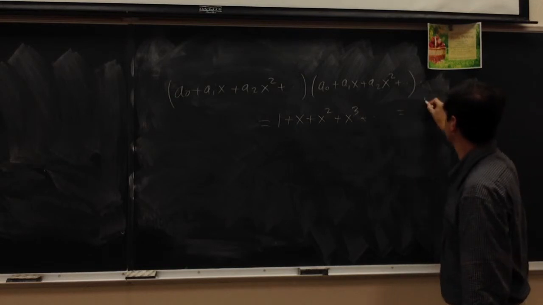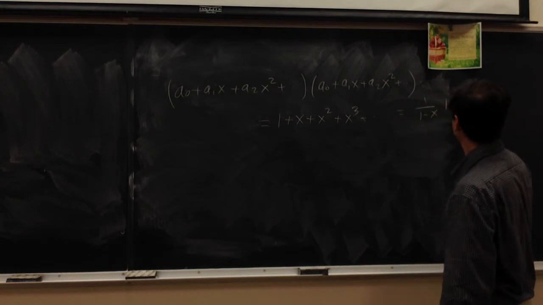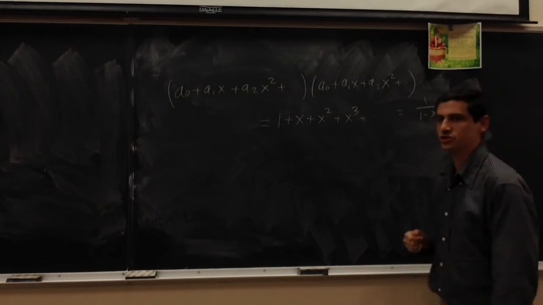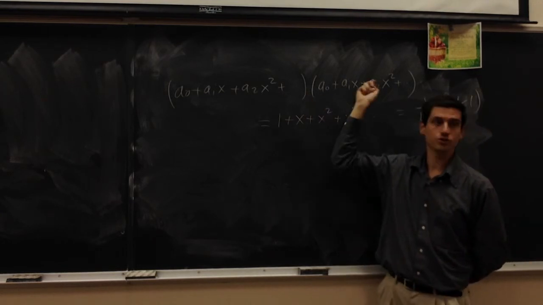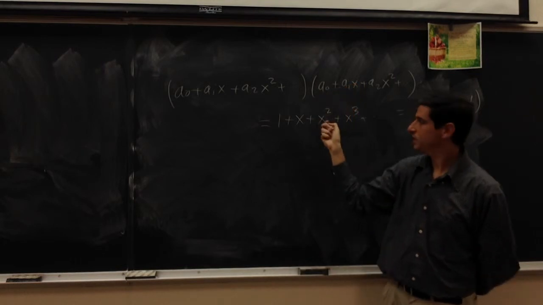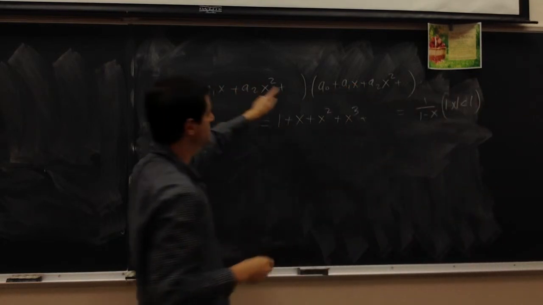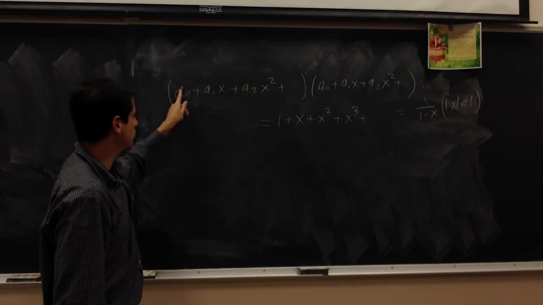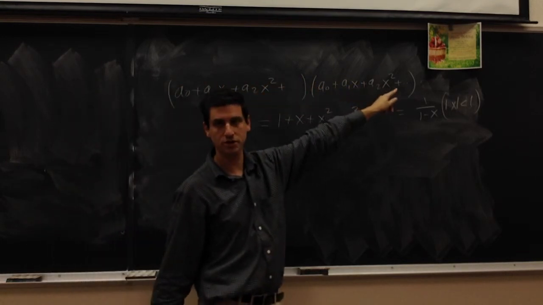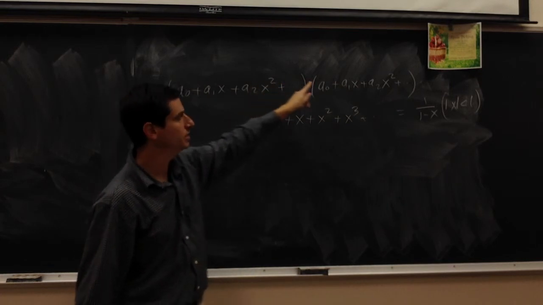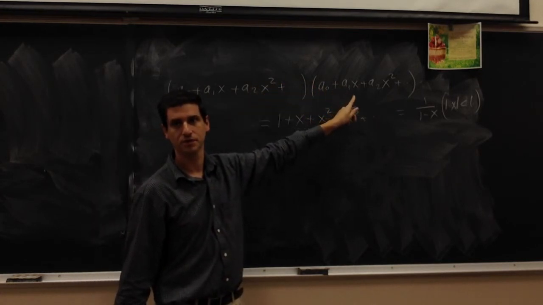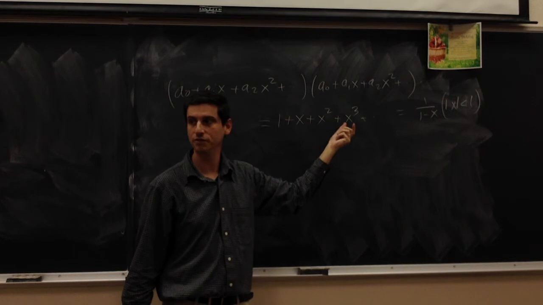1 over 1 minus x, at least if the absolute value of x is less than 1, so let's just assume it's less than 1. So this is convolutions. The way we get the coefficients here is, let's say I want to get an x squared. I could take a constant term here and an x squared term. I could take a linear term and a linear term. I could take a quadratic term and the constant term. So the coefficients here are my convolutions.